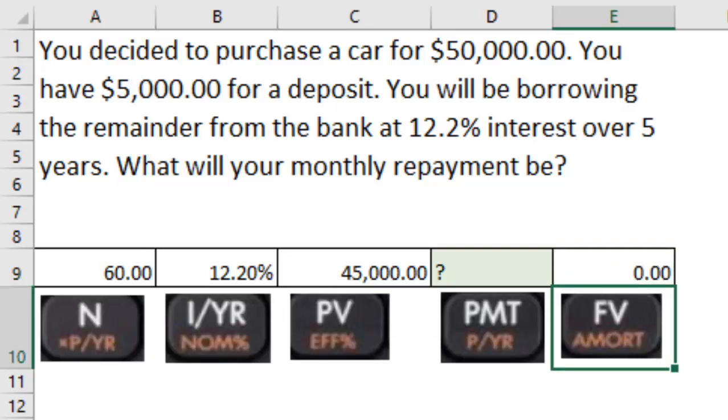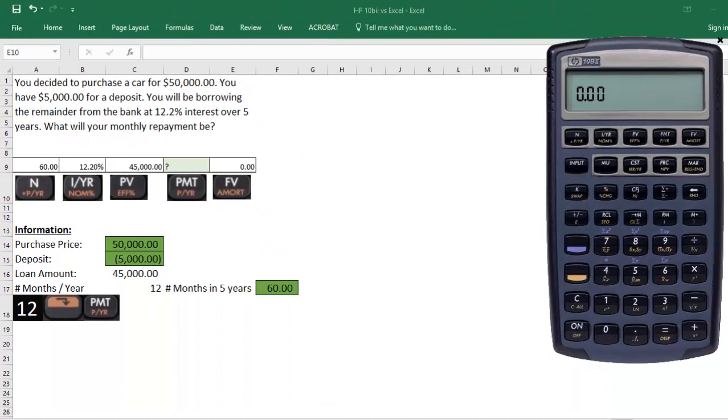Let us go and put that into the calculator. We have, let's do a clear all just to be sure. Always a good idea to do that. Let us punch that into the calculator. 60 number of periods, 12.2% per annum. Remember, with a calculator, you put the full annual interest in. Present value is 45,000. That's how much you're borrowing from the bank. Remember, if you're borrowing it, you're receiving it, therefore it is a positive.